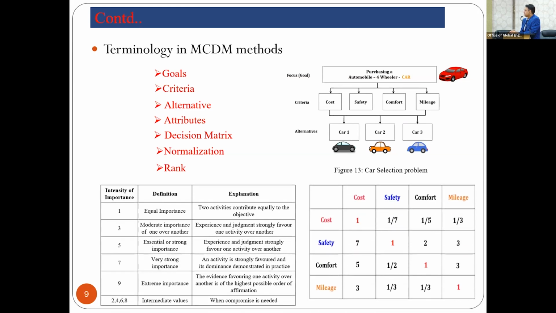We can actually give an intensity of importance to all of these. 1 is for equal importance, 3 is for moderate, 5 is for essential and strong importance, 7 is for very strong, and 9 is for extreme importance. So here we can make a matrix according to our importance. Cost to cost is 1, safety to safety is 1, safety to cost is 7, as we have given the intensity, and so on. So this is a matrix, a 4 by 4 matrix we made.